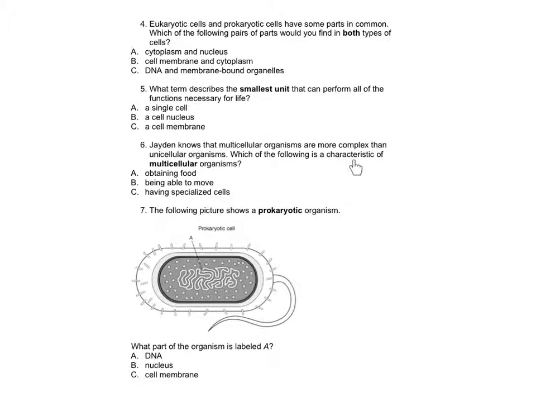Which of the following is a characteristic of multicellular organisms? A, obtaining food. B, being able to move. C, having specialized cells. Number 7, the following picture shows a prokaryotic organism. Which part of the organism is labeled A? A, DNA. B, nucleus. C, cell membrane.